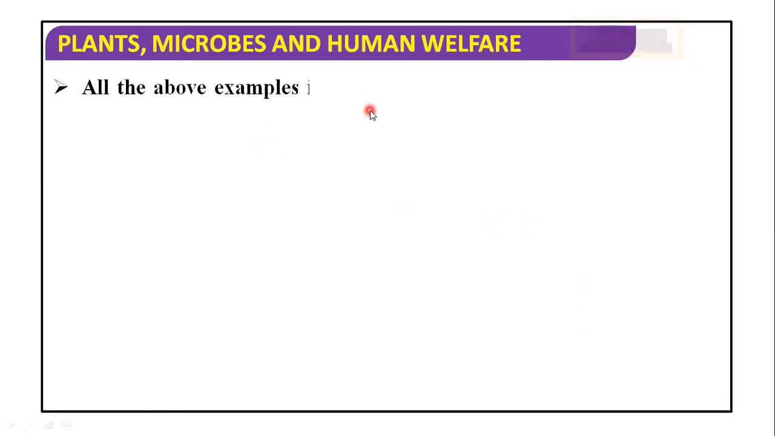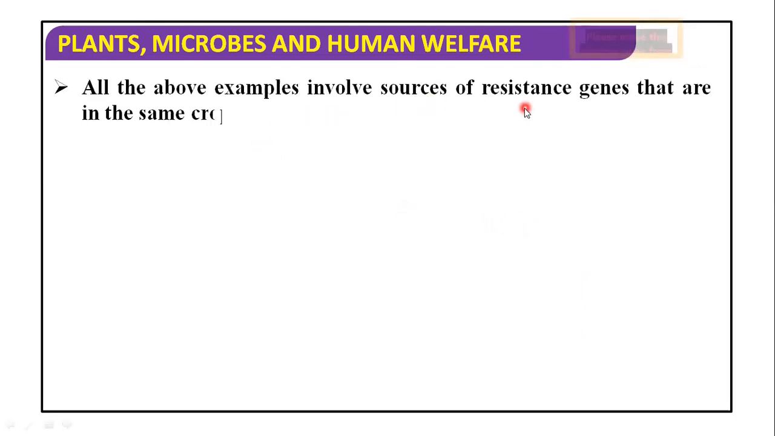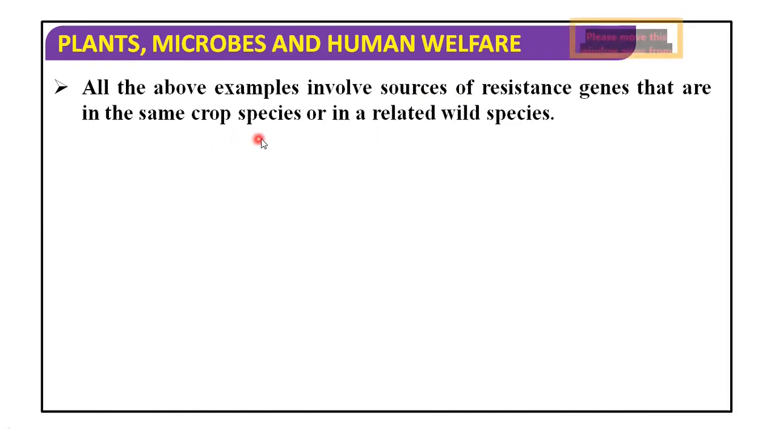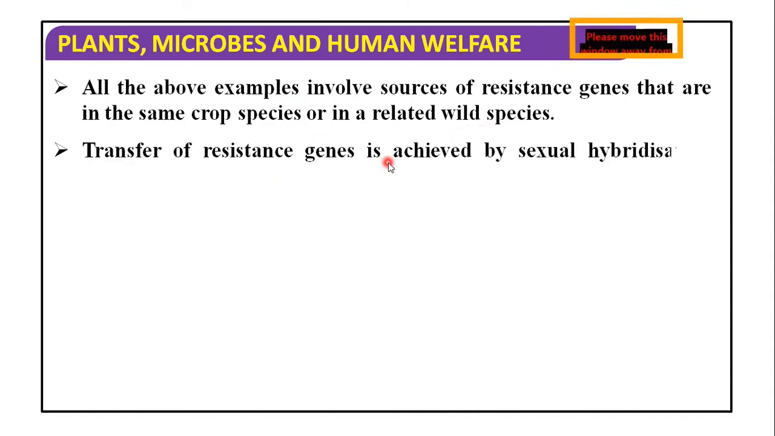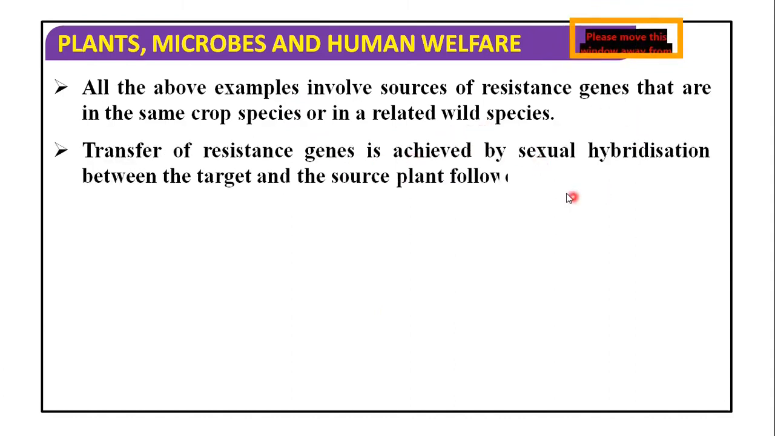Now, all the above examples involve sources of resistance genes that are the same crop species or even related wild species. Transfer of the resistance gene is achieved by sexual hybridization between the target and the source plant, followed by selection. So students, all these are techniques useful in plant breeding.